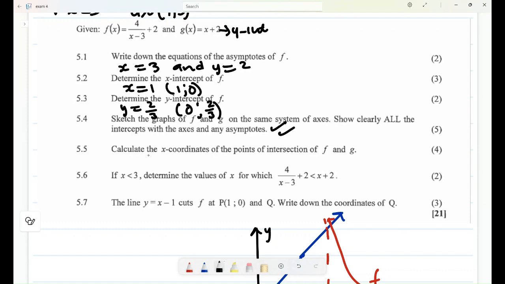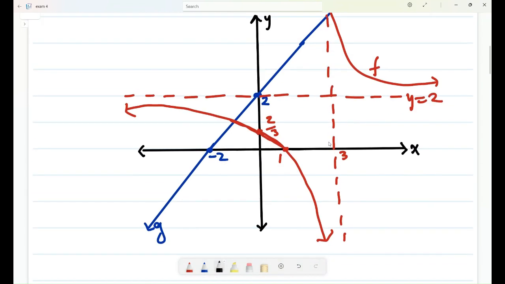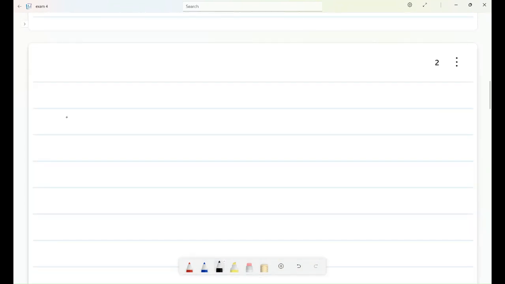5.5 says calculate the x coordinate of the point of intersection of f and g. Remember, the point of intersection is where f of x is equal to g of x. So let's go calculate that. Let's calculate where f of x is equal to g of x.